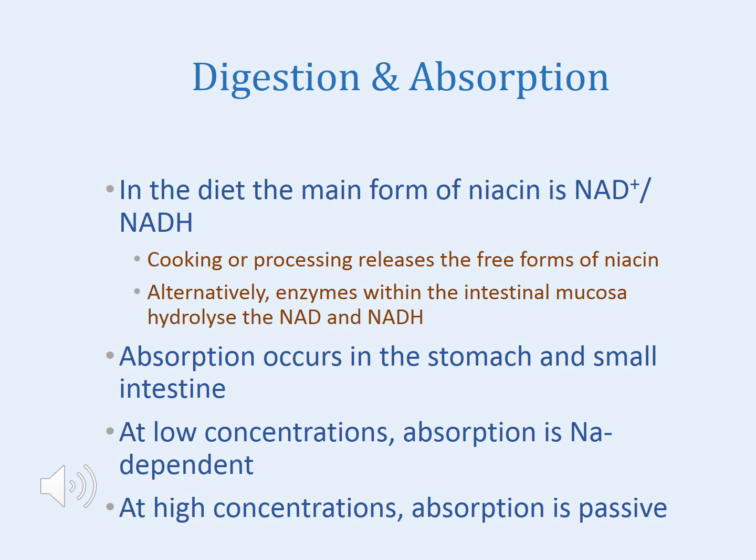The main form of niacin in the diet is nicotinamide adenine dinucleotide. NAD is the oxidized form and NADH is the reduced form. Cooking or processing can release the free forms of niacin, or enzymes within the intestinal mucosa hydrolyze NAD or NADH to release the free form. A small amount of niacin is absorbed in the stomach, but it's mainly absorbed in the small intestine in the duodenum, and it's absorbed in exactly the same way as vitamins B1 and B2.